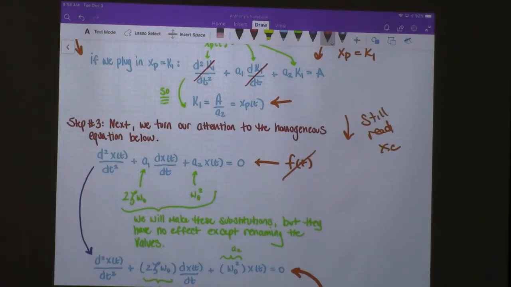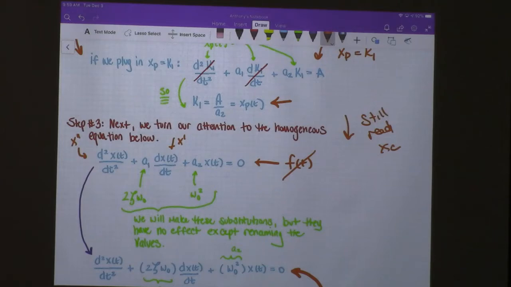To make this easier to say, because I'm tired of saying second derivative of x, sometimes we call this x double prime. That's just the second order derivative; x prime is the first. It makes it easier for me to talk because I'm getting tongue-tied. All right, so x double prime plus a1 x prime plus a2 x equals 0.